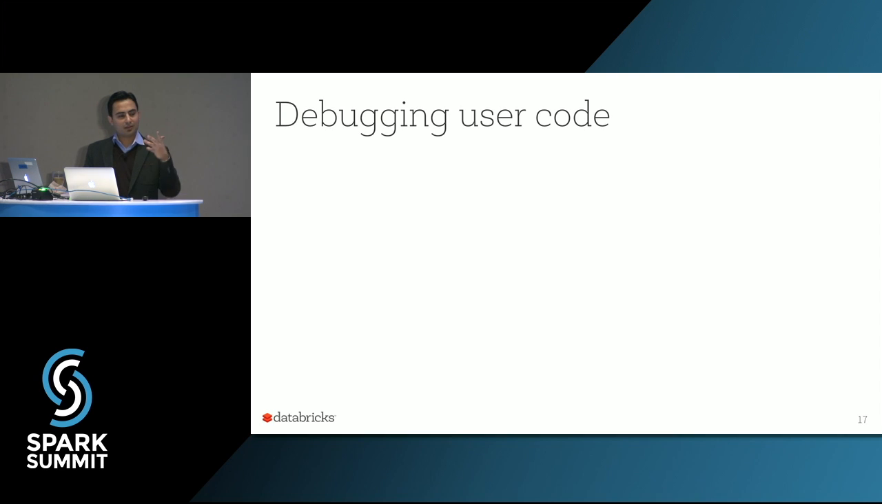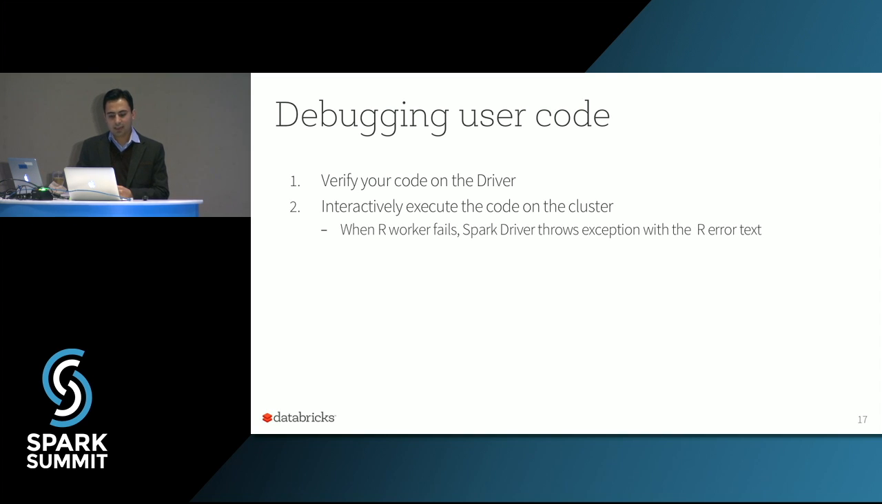All right, the final set of common questions I've got, and I think it will be useful to share with you, is how to debug your code when you're using one of these functions. These are the things I usually tell people when they ask me this question. These are the steps I go through when I face this problem. First of all, I verify my code works on a single node, and that is the driver. That just makes sure that the function is working. Then I interactively execute the code on the cluster.